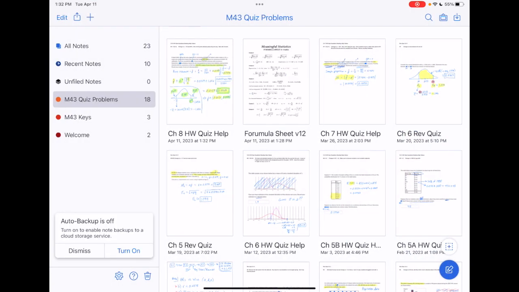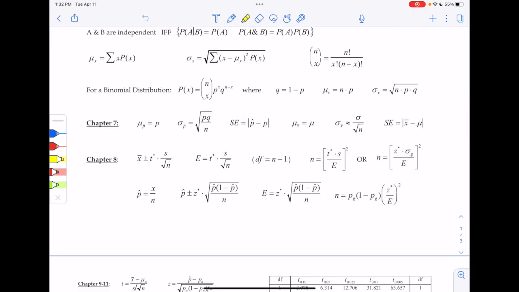So switching over to the formula sheet, we're in chapter 8 when we're doing confidence intervals. This row right here gives us formulas about the mean. The one down here is for proportions. So we want the one for mean. And then here's an n equals formula. Here's another one. So we need to decide which one to use.